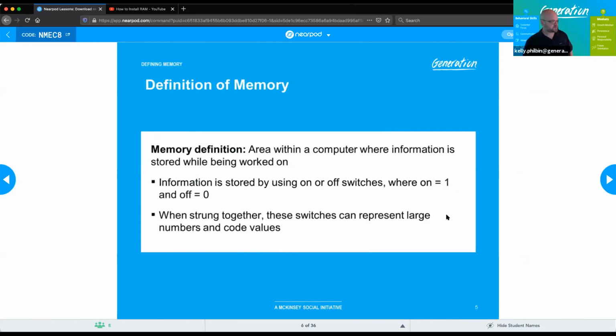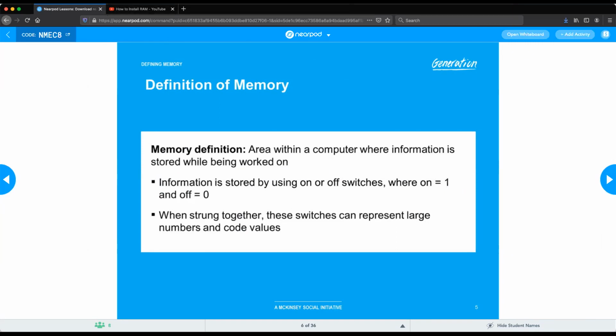So, quick question. Hard drive, is that volatile or non-volatile? Volatile? Your hard drive is volatile memory? Non-volatile. It is non-volatile. Non-volatile. There you go.